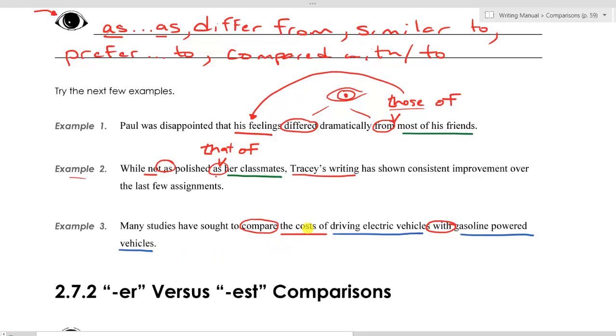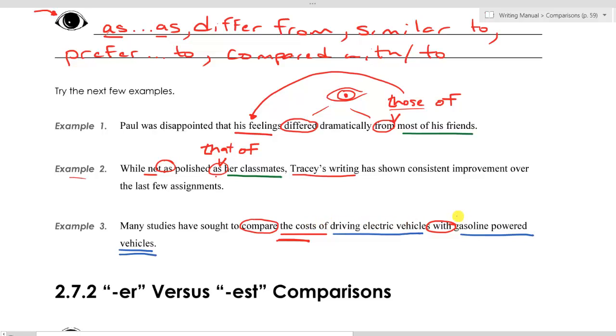Can we compare the costs of driving electric vehicles to the gasoline-powered vehicles themselves? No, that's not a fair comparison. We can't compare costs to a vehicle. That is not a fair comparison. So what we would need to do is compare costs to costs, or just vehicles to vehicles.